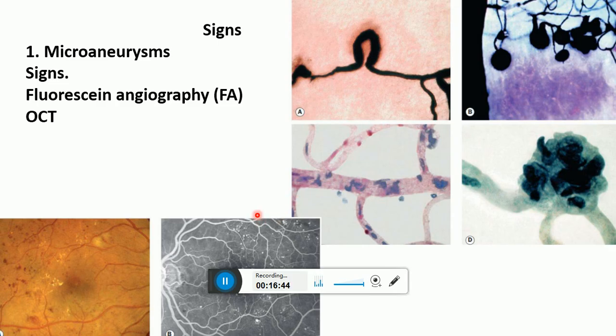Clinically, they may be seen as tiny red dots. Here you can see tiny red dots, often initially temporal to the fovea, and may be indistinguishable clinically from dot hemorrhages. So these are actually the microaneurysms, and also there are dot blot hemorrhages at the posterior pole.